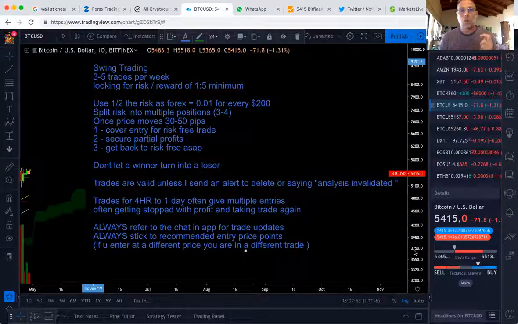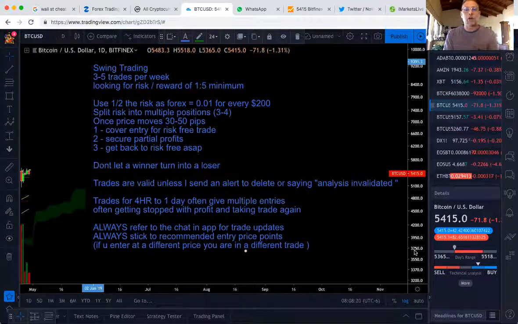We are looking for risk to reward setups of 1 to 5 at the minimum. A lot of you guys are used to trading Forex with like a 1 to 1 or 1 to 2 risk to reward setup. I'm usually looking for about 300 pips or more and risking about 50 pips to get it. So I'm looking for a minimum of about a 1 to 5 risk to reward setup. Quite honestly, you can't really find that type of risk to reward setups in many other markets.